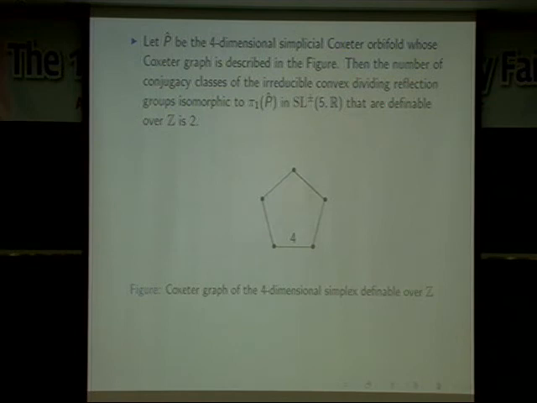Now let P be the four-dimensional simplicial Coxeter polytope. This Coxeter graph is described in the figure. Then the number of conjugacy classes of irreducible convex dividing reflection groups isomorphic to pi 1 P in SL plus minus 5R that are definable over Z is 2. The proof is similar.